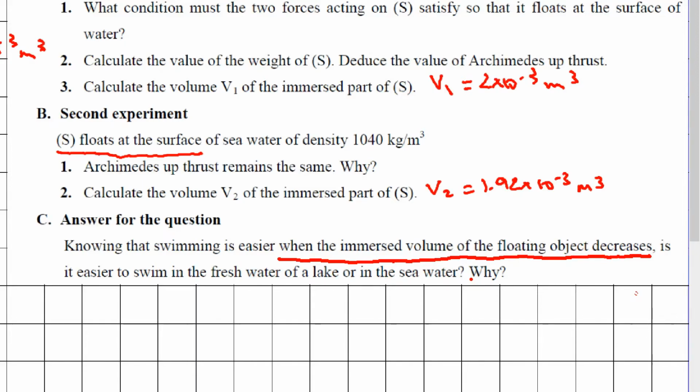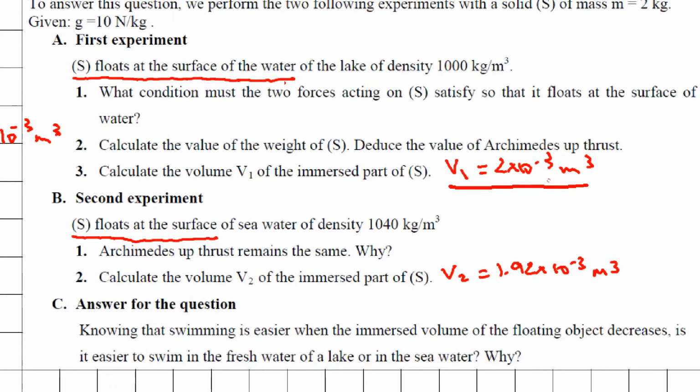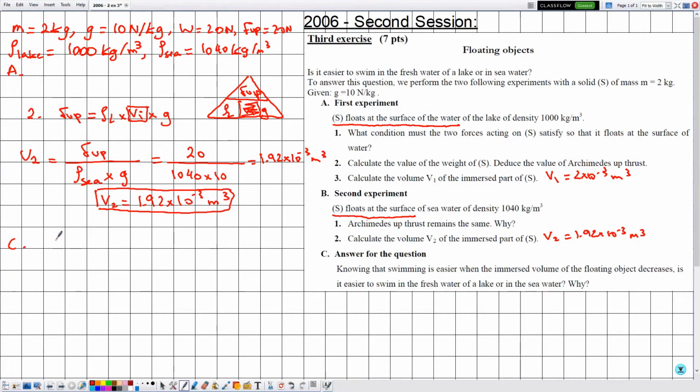Why? So here we have two immersed volumes. V1 is 2 times 10 to the power minus 3 meter cube, corresponding to the water of the lake. And V2 is 1.92 times 10 to the power minus 3, corresponding to seawater. So in order to determine whether it's easier to swim in the water of the lake or in the seawater, we need to compare the corresponding immersed volumes. V1 is 2 times 10 to the power minus 3 meter cube, and V2 is 1.92 times 10 to the power minus 3 meter cube.